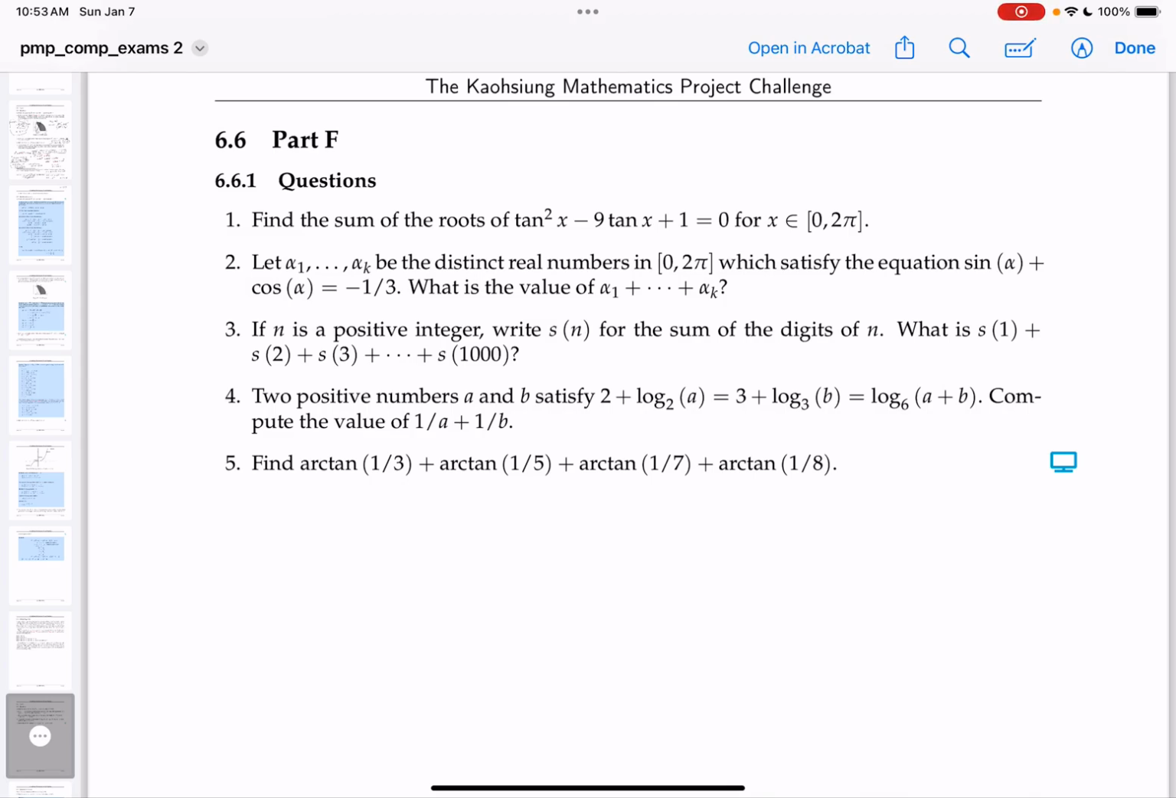Okay, number 2 says there's a sequence of numbers, alpha 1 up to alpha k. They want to say distinct real numbers on the interval between 0 and 2 pi. Kind of reminds me of the first question. It says it satisfies this equation, which is sine alpha plus cosine alpha equals minus 1/3. And they want to know what the sum of the roots are. Very similar to the other problem, by the way.